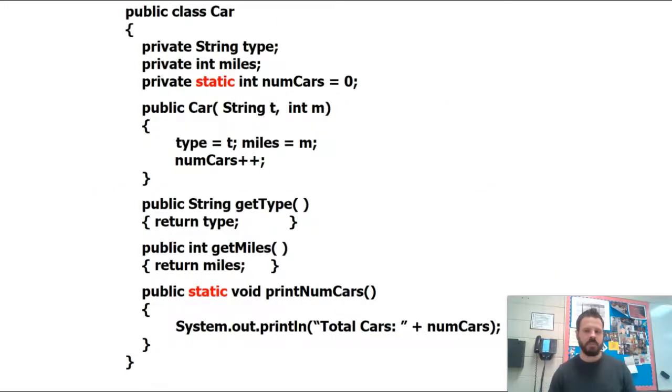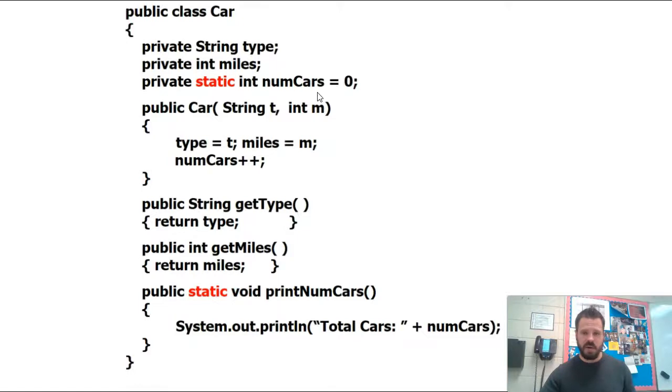So let's take a look at a simple class that involves some static members. Let's say we have the Car class, and it stores information about a car, such as the type as a String and the number of miles it's driven as an int. These are both instance variables that will belong to each individual car we create. Anytime I create a car, it's going to have a type and miles. But then I have this static variable, int numCars. This is a variable that's going to belong to the class as a whole.